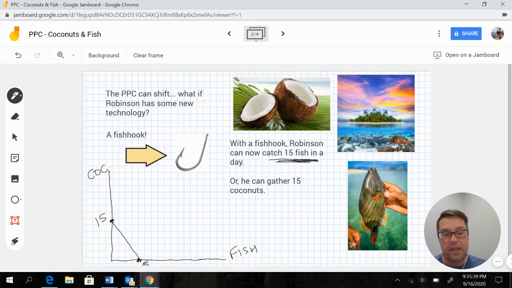Or he can gather 15 coconuts, right? The fact that he has a fish hook doesn't help him with coconuts. So it makes him more productive at catching fish, but it doesn't do anything for coconuts. So what happened to the PPC? How would we represent this graphically?